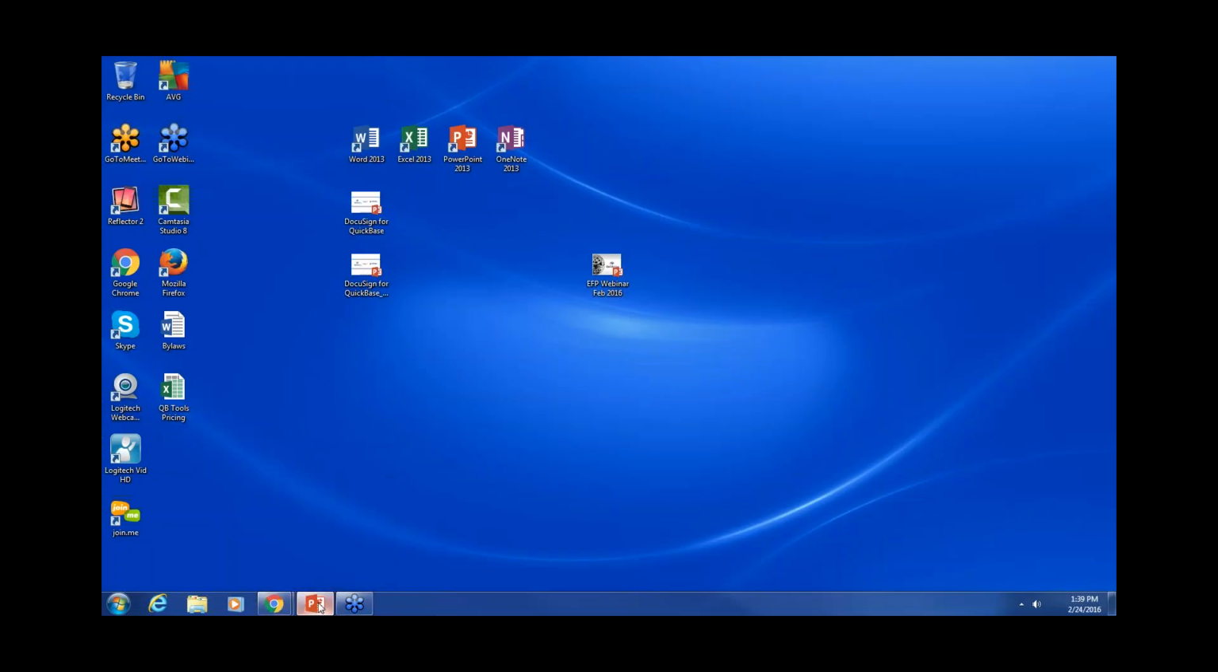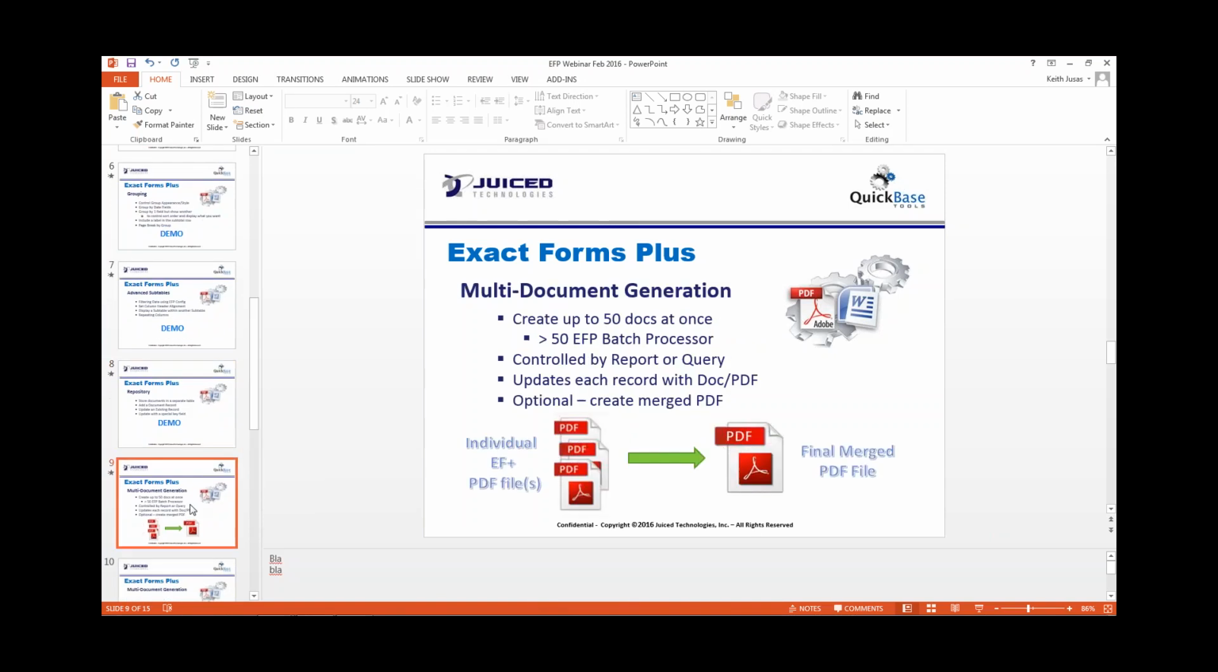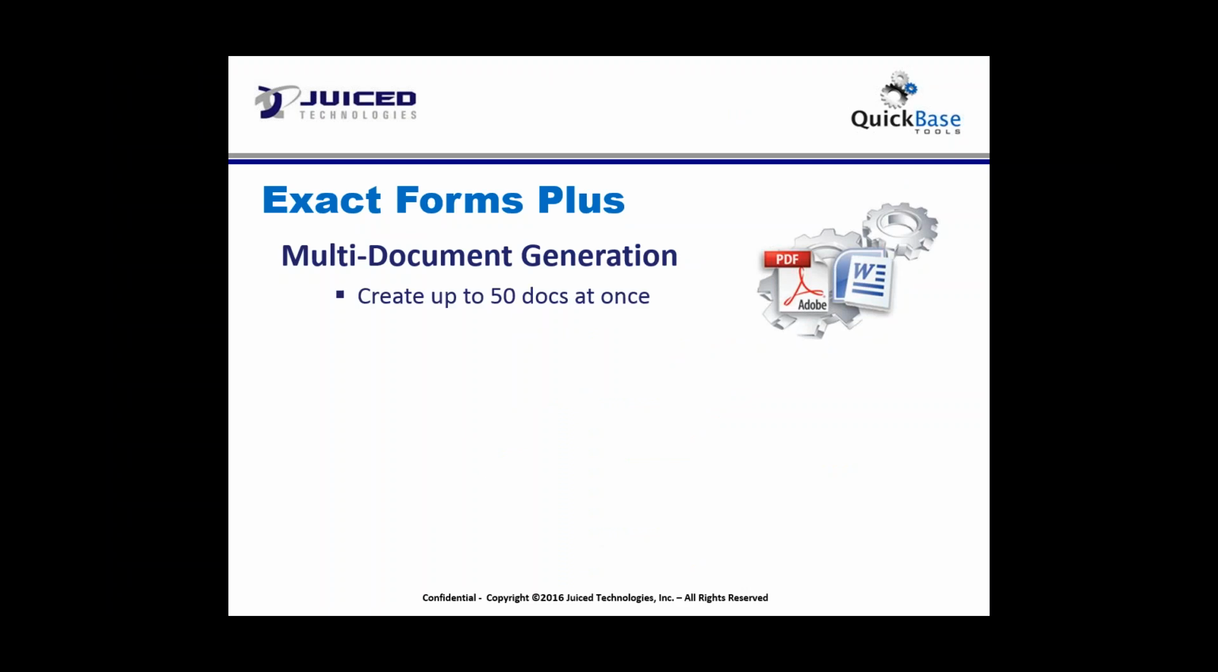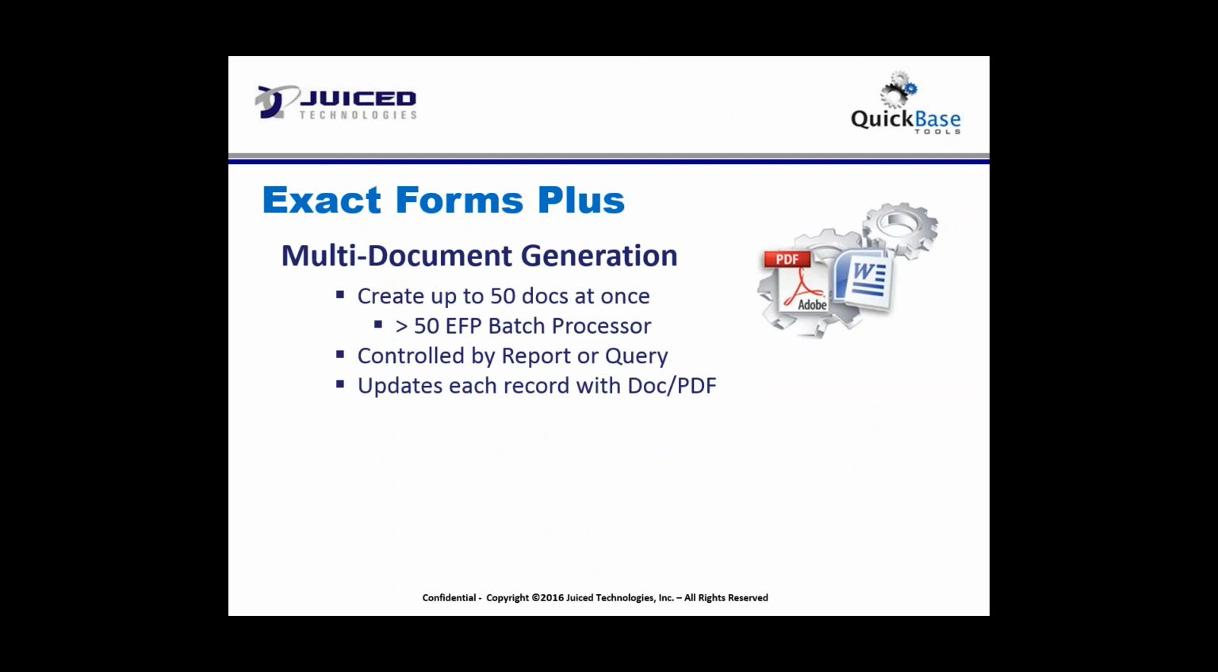Let me go back. Okay, so multi-document generation. We want to click one button and generate more than one document. We allow you to generate up to 50 documents at a time. We have a lot of customers that need more than 50 at a time, but we don't allow that in a web environment. So we ask that you subscribe to our ExactForms Plus batch processor, which handles more than 50 documents in a lot more efficient manner. The documents that are going to be generated are controlled by either a report or a query.